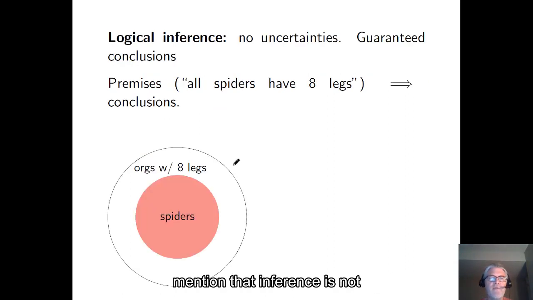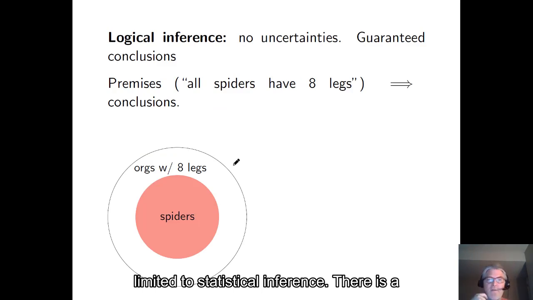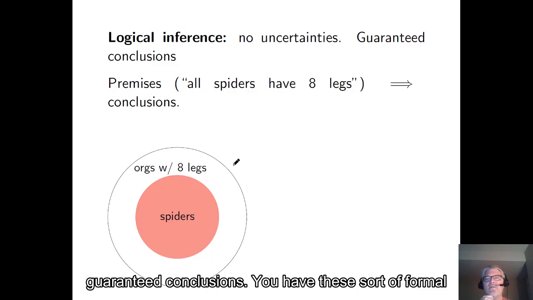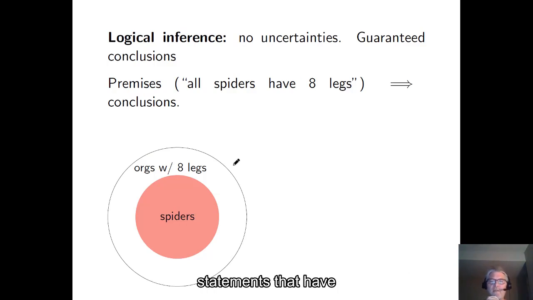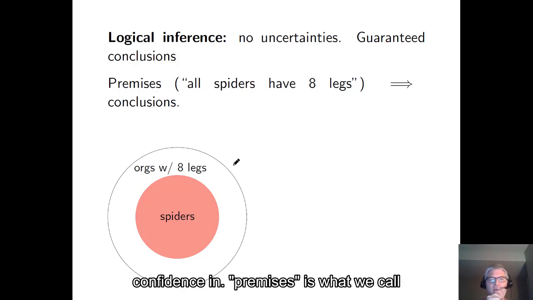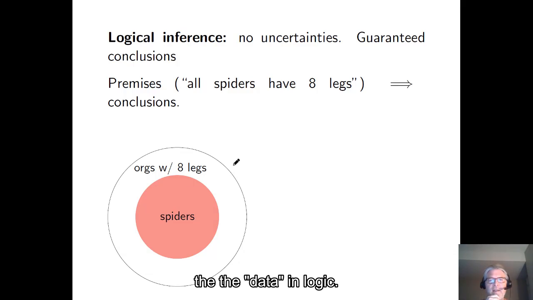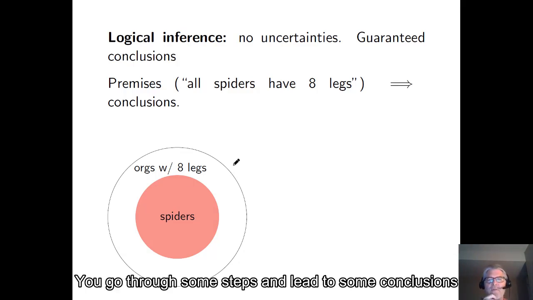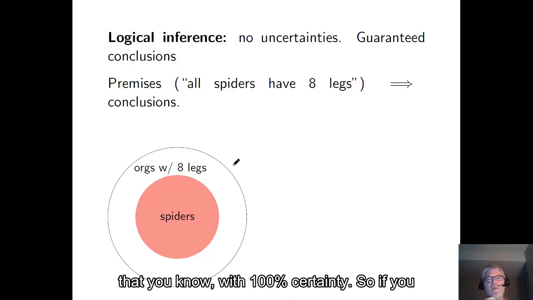I should mention that inference is not limited to statistical inference. There is logical inference, and that's a realm in which there's no uncertainty and you have guaranteed conclusions. You have these formal statements that have 100% confidence. Premises is what we call the data, and logic statements like all spiders have 8 legs, you go through some steps and lead to some conclusions that you know with 100% certainty.